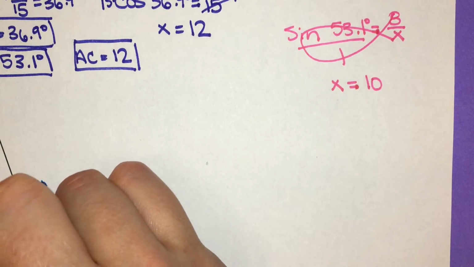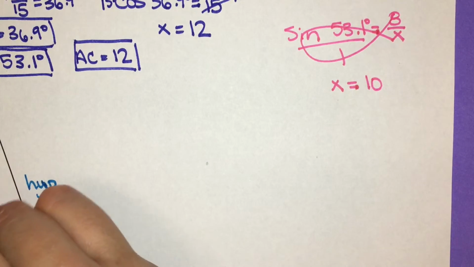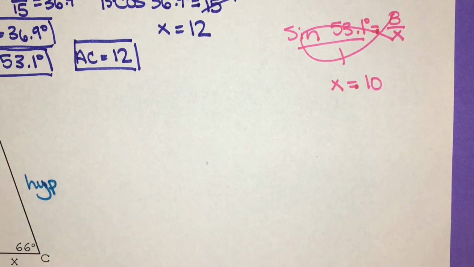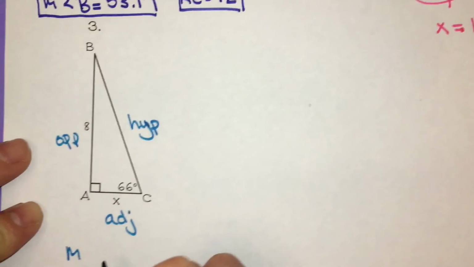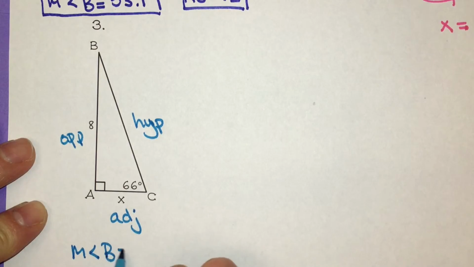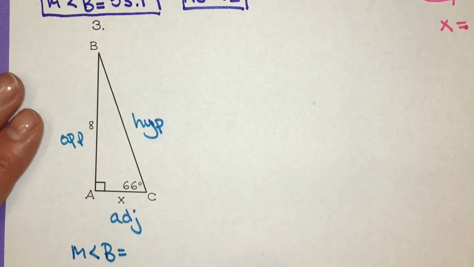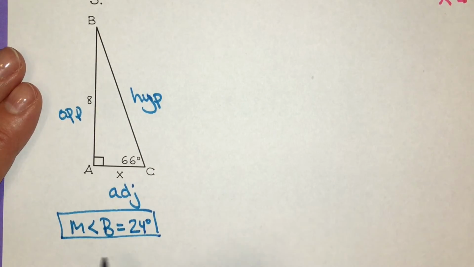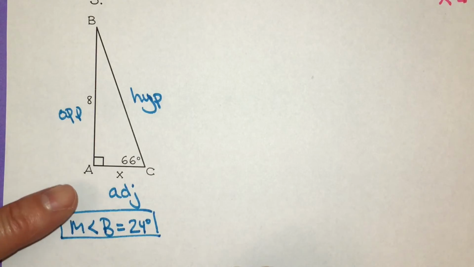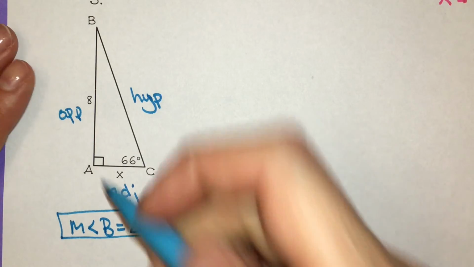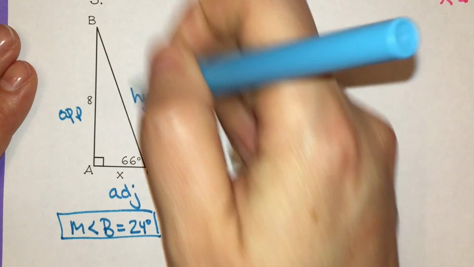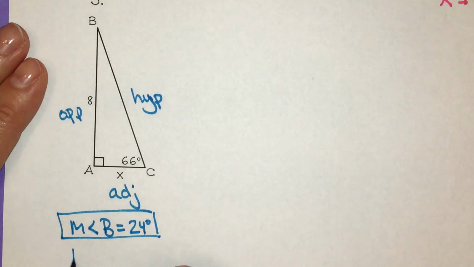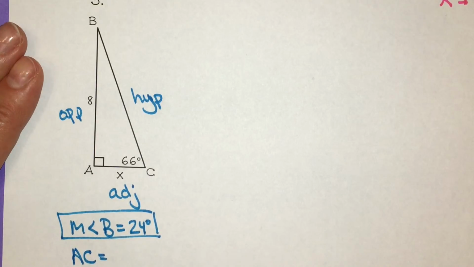And last one, we have the hypotenuse, opposite side, and adjacent side. I'm given angles A and C, so I know the measurement of angle B is just 90 minus 66, which is 24 degrees. Okay, so I have to find side lengths AB and AC. Oh, I know AB. So AC and BC.